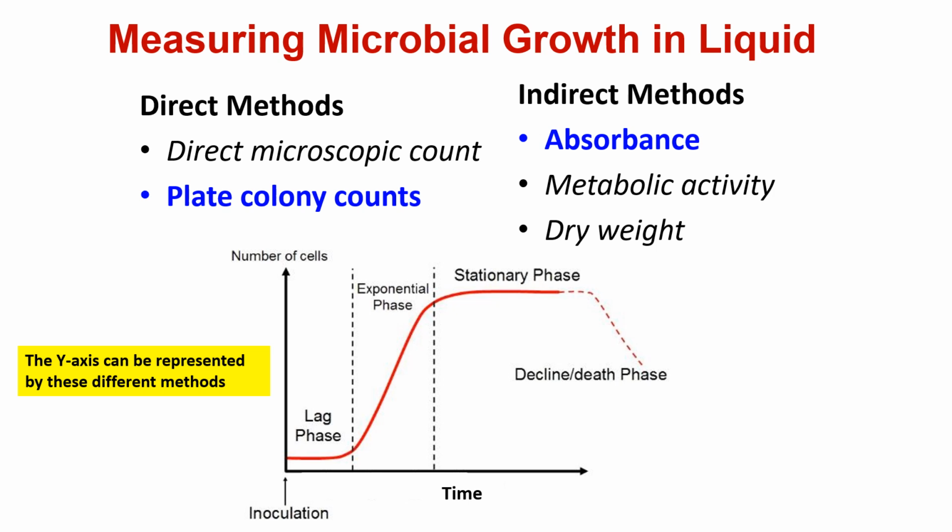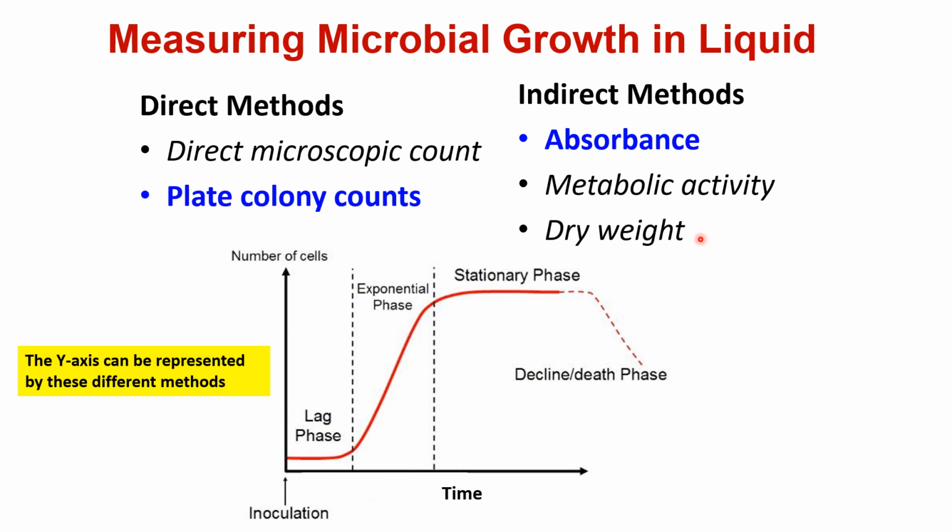There are indirect methods also. We can measure the absorbance, which is the experiment I just showed you. I'll explain in more detail in the next couple of slides how that works. You can also measure metabolic activity. If there's a particular enzyme that the cell makes, then when you get more cells, there'll be more enzyme. You can track that enzymatic activity. So that's one way of following the growth.